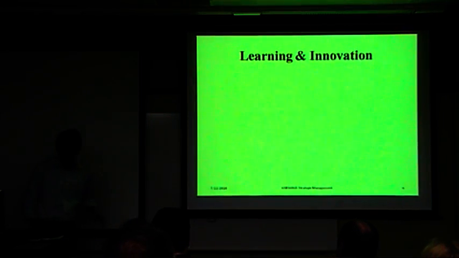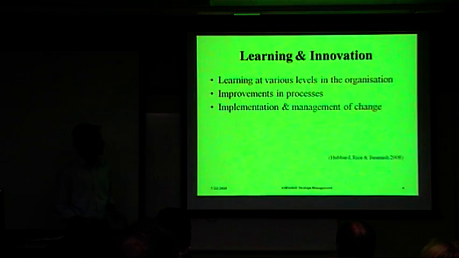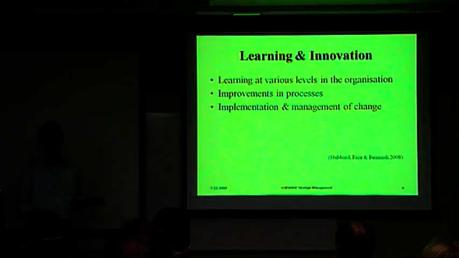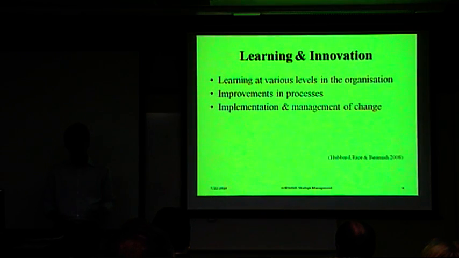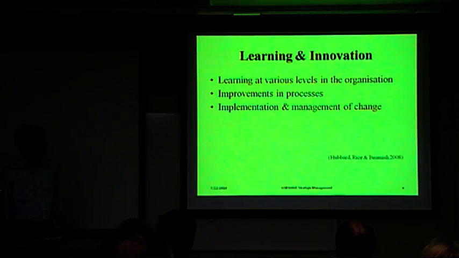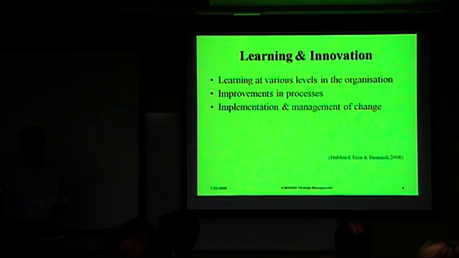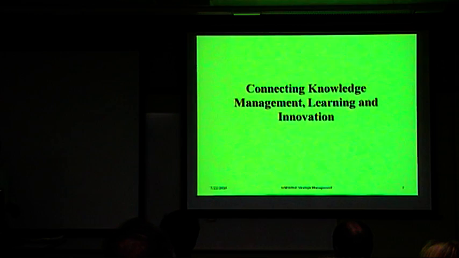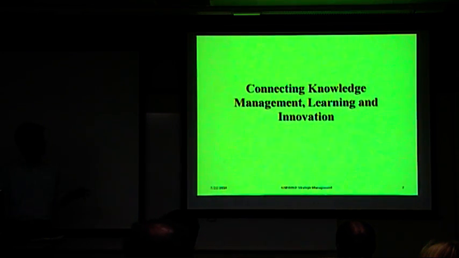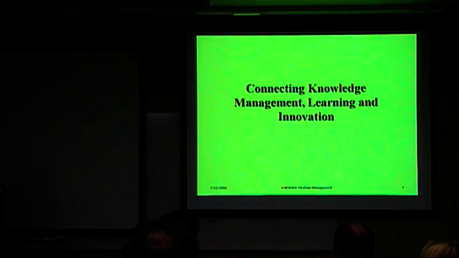Now, learning and innovation. For innovation to occur, learning must take place at both the individual as well as organizational levels. An organization would need to improve its processes of thinking, communication, and leading to implement and manage change in the organization. With that, we come to a model which connects knowledge management, learning, and innovation.